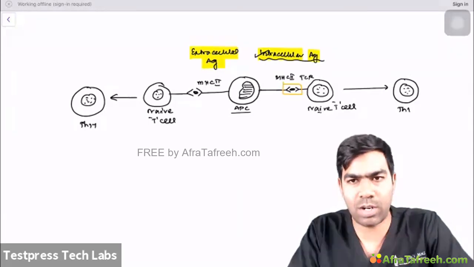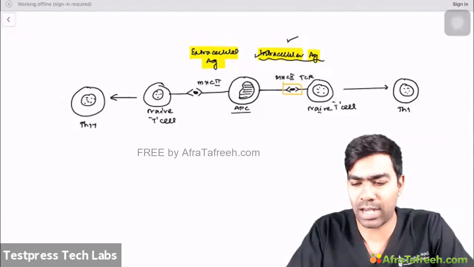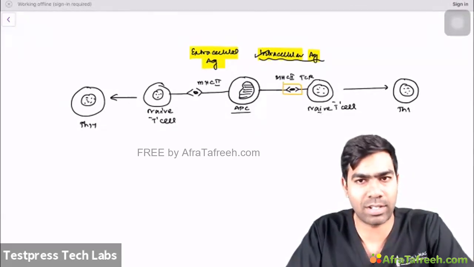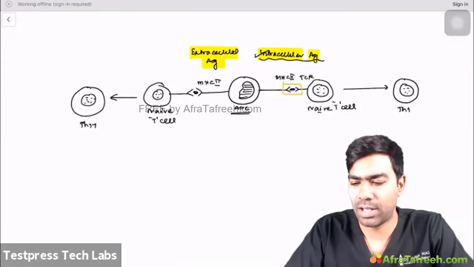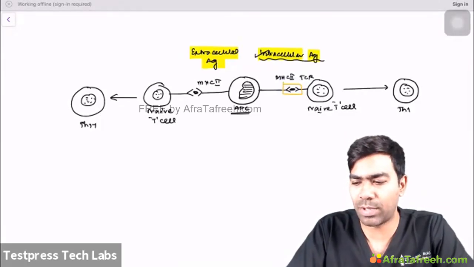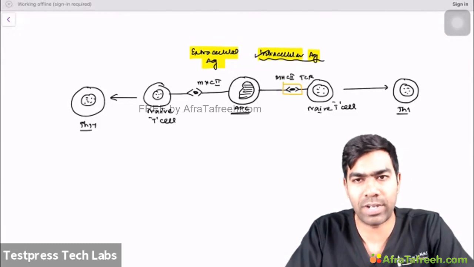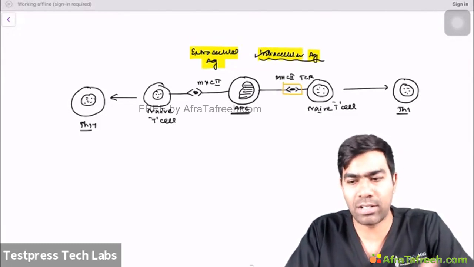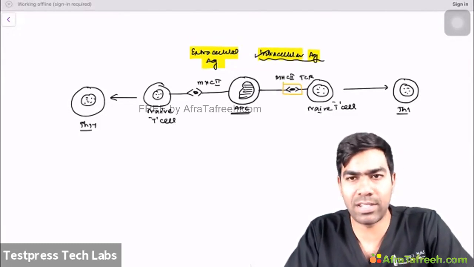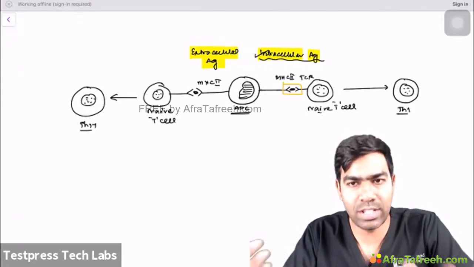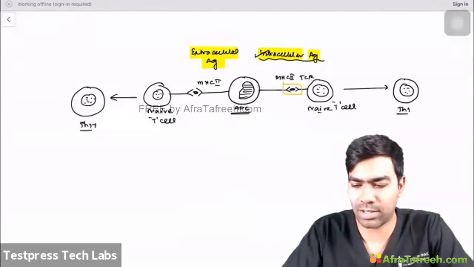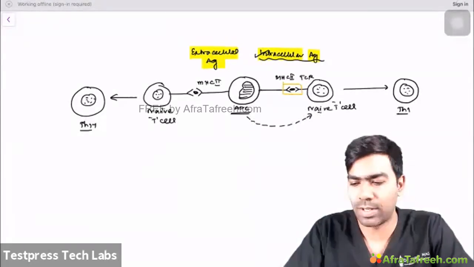Now the question automatically comes: first of all, how does the antigen presenting cell know whether it's an intracellular antigen or an extracellular antigen? And the second question: how can the APC educate the T cells to become a T helper 1 or a T helper 17 cell? That's again cytokines. So they know whether it's an intracellular or extracellular antigen, and how to educate the T cell based on that, through cytokines, of course.